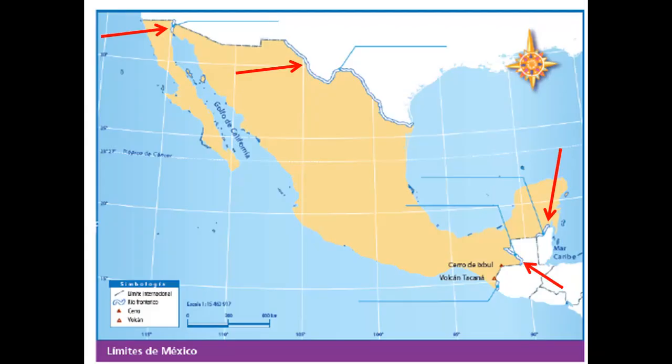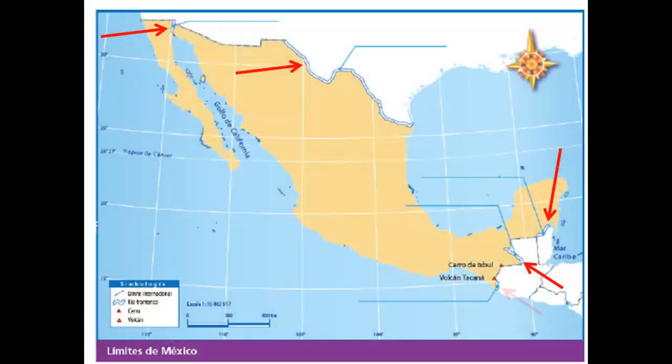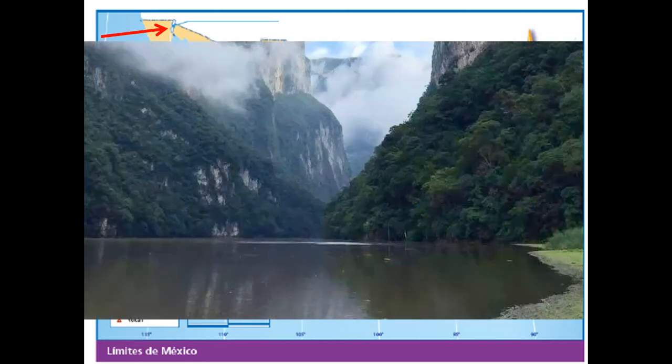This is Rio Usumacinta. It divides Guatemala and Mexico in the southern state of Chiapas. And this is Rio Grijalva. It's shared by Guatemala and Mexico, and is the river that feeds the Cañón del Sumidero in Chiapas.